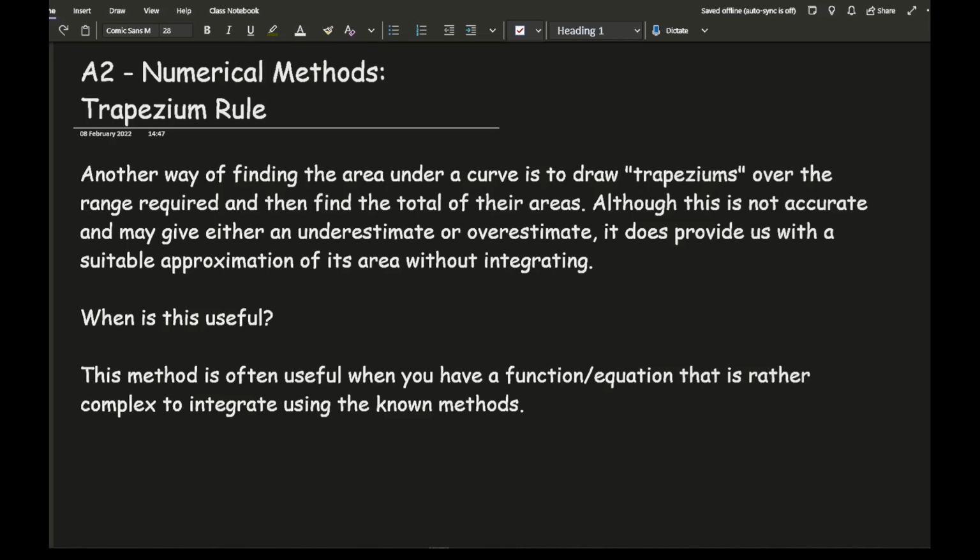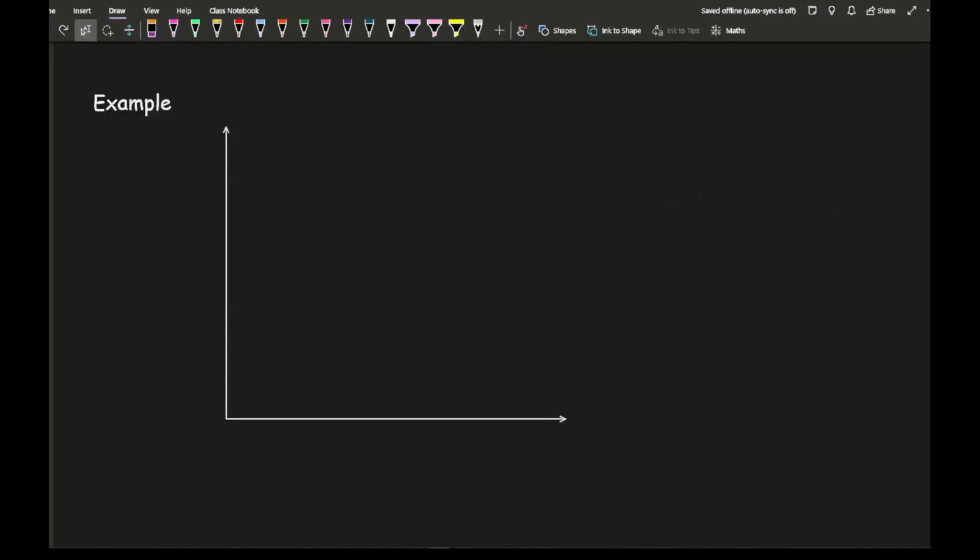Now a question that is always asked is, why do we even use this method when we can just integrate it? Well, this method comes into play when the function is incredibly difficult to integrate, so when it goes beyond the realms of using integration by substitution or by parts. So let's have a look at an example of what we're actually talking about.